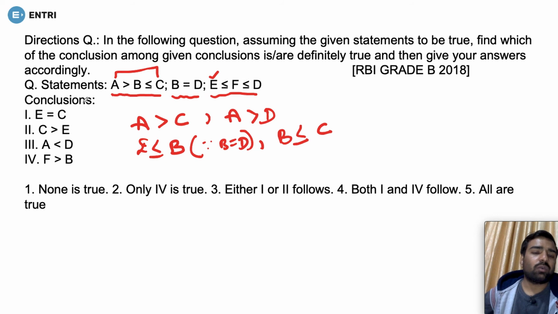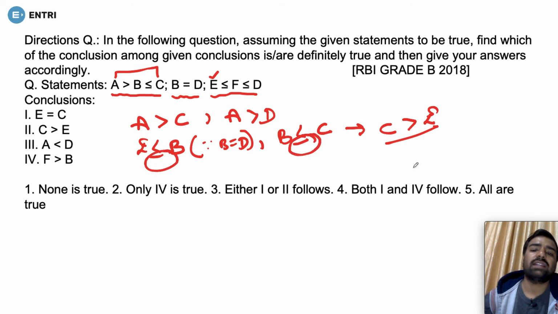Now, going on to the conclusion part, what they are saying is that E is equal to C. But before going to that, what can we conclude from here? From here, we can conclude that for sure C is greater than E. And apart from this, because of this equal to sign, it is also possible that C is equal to E or E is equal to C.